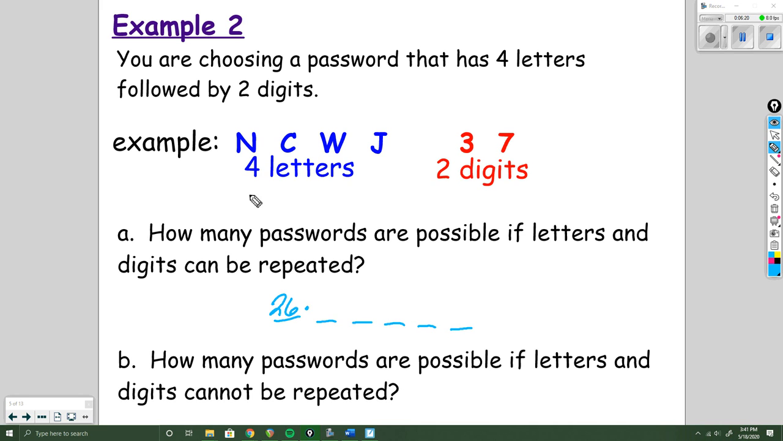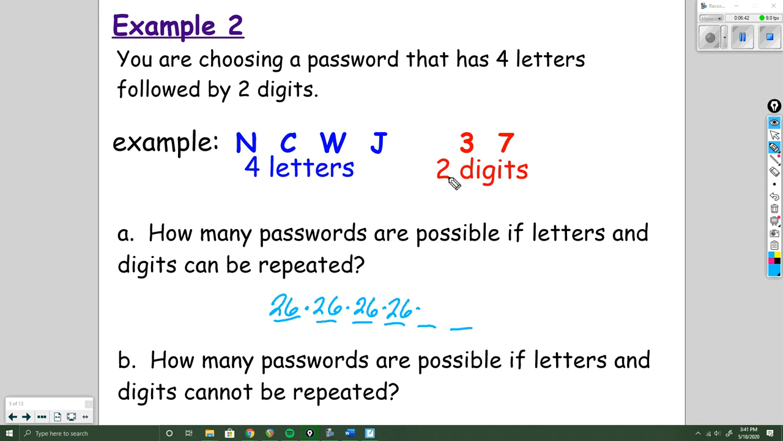So even if we choose N, we could choose it again for our password. So that means we have 26 options for the second character, 26 options for the third character, and then 26 options for the fourth character. For the last 2 characters in this password, that's going to be 2 digits. All right, then we have to figure out how many digits we have to choose from.